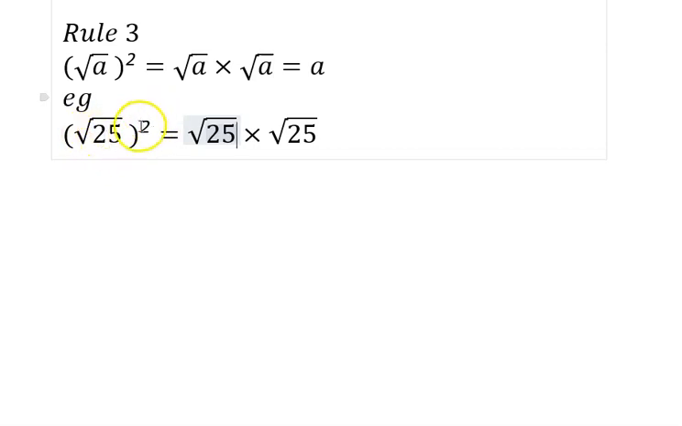Root 25 in two places. So by implication, it means root 25 naturally will give us 5. Root 25 will give us 5. 5 times 5 will give us 25. So it depends on what you want.